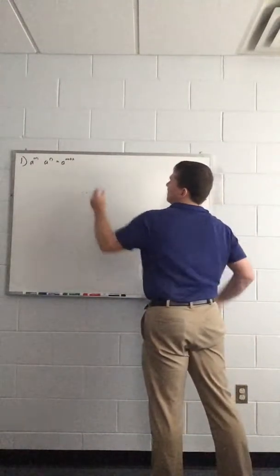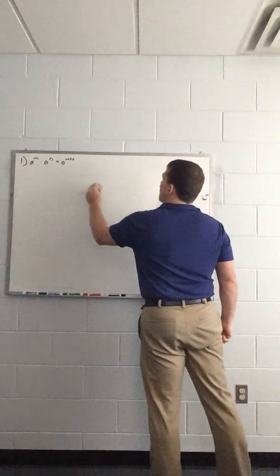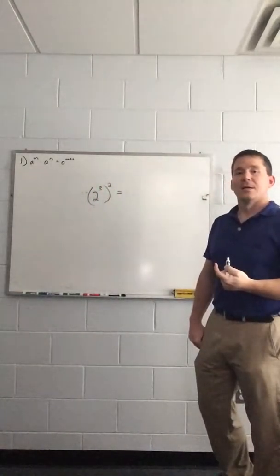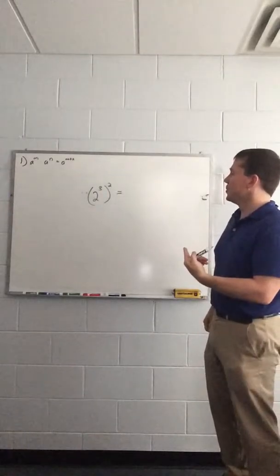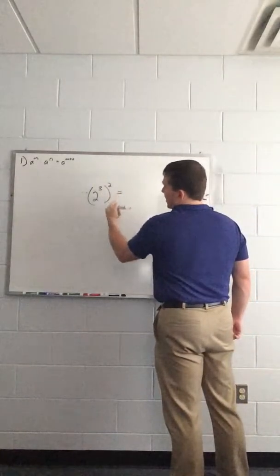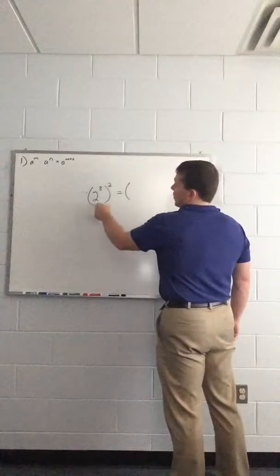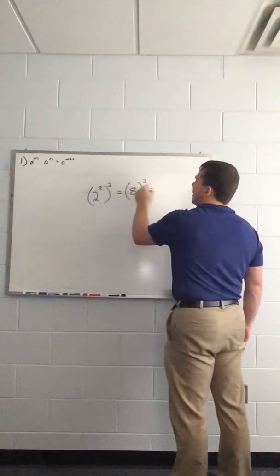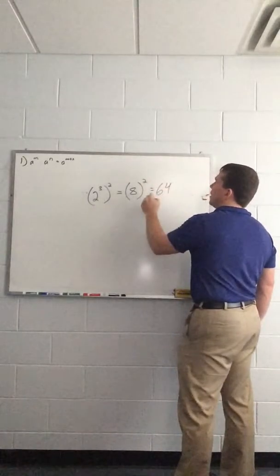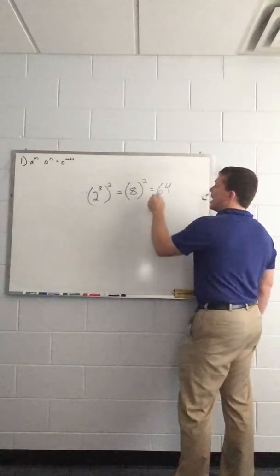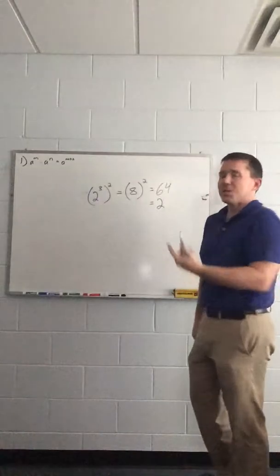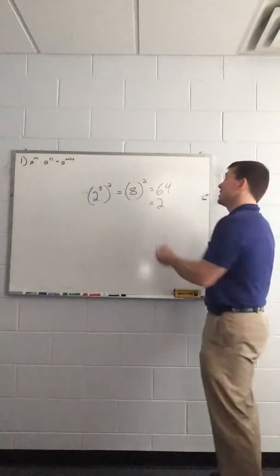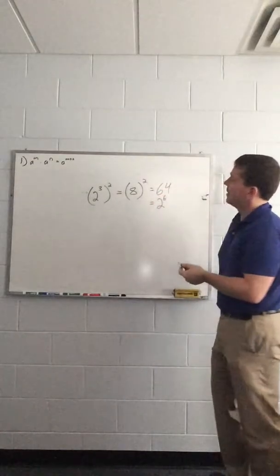Next up, suppose we have 2 cubed squared. In this case, you guys know the rules of exponents. We start on the inside of the parentheses and then work our way out. So if we do 2 cubed is 8, we get 8 squared. 8 squared is 64. And now again, if I want to write that as a power of 2, we just said 2 to the 5th was 32. Multiply that by 2, you get 64, so that's 2 to the 6th.